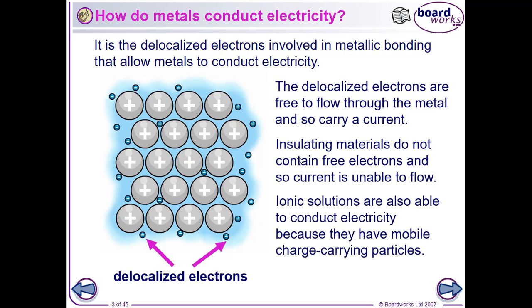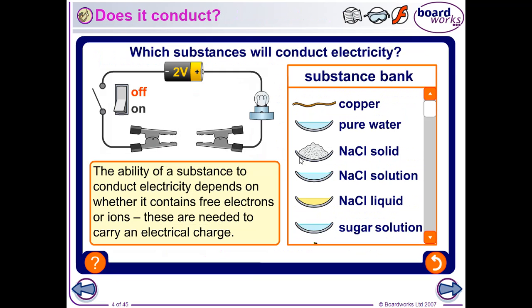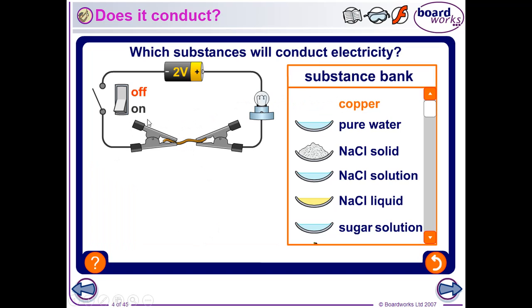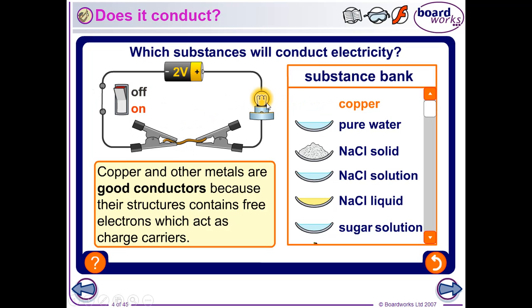Some liquids, like solutions that have salts dissolved in them, or ionic solutions, are able to conduct electricity because they have ions with positive or negative charge, and these are free to move around in the liquid. So here's an experiment that we can do to see which substances conduct electricity. For example, if I take copper and I pop it in between the crocodile clips, I turn on the switch, the light lights up, because copper and other metals are good conductors because they have these free delocalized electrons to carry charge.